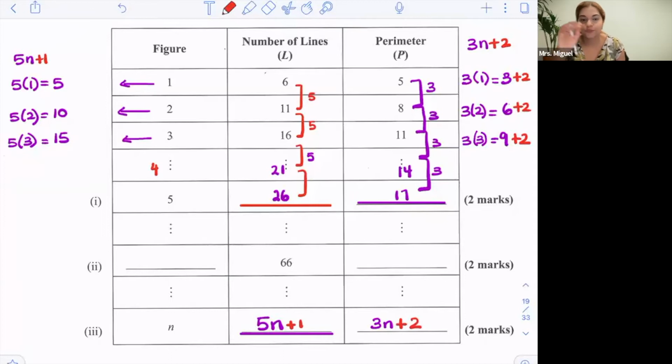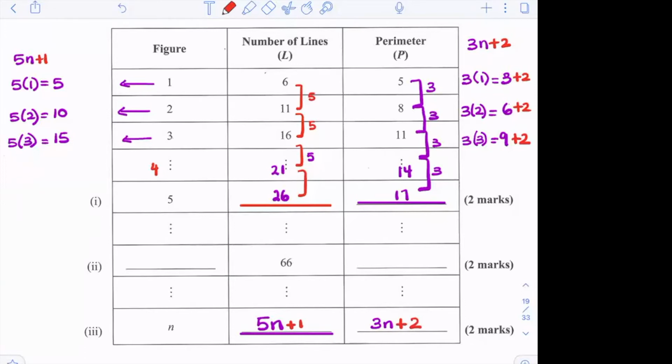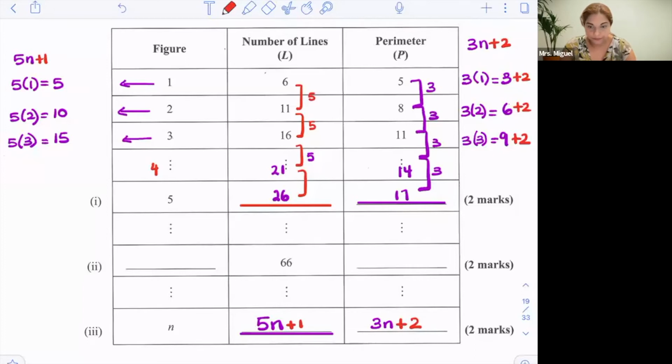So far I have 2, 4, 6 marks. So I am well on my way past the half mark, right? So I can secure another 2 marks here. Tell me when you're ready. Ready, miss? All right, now we go in here now.